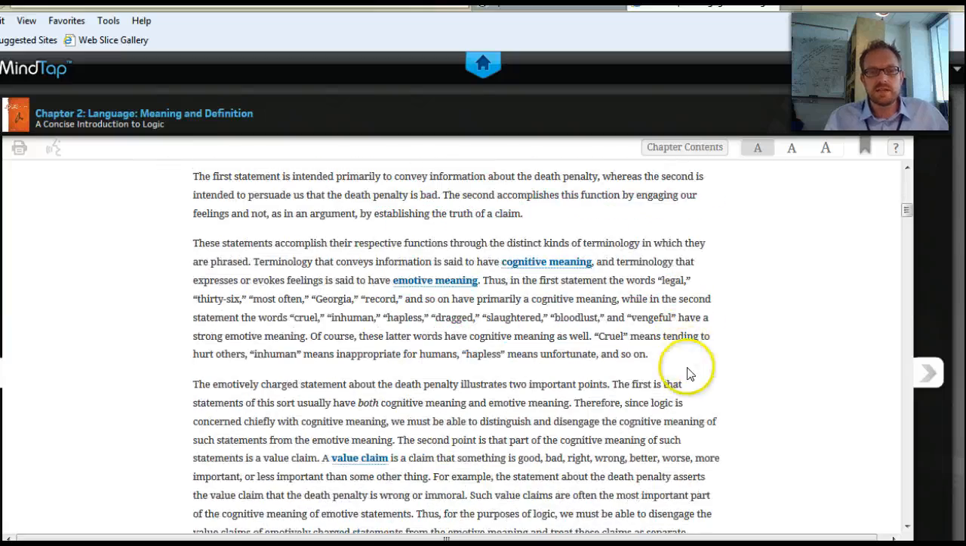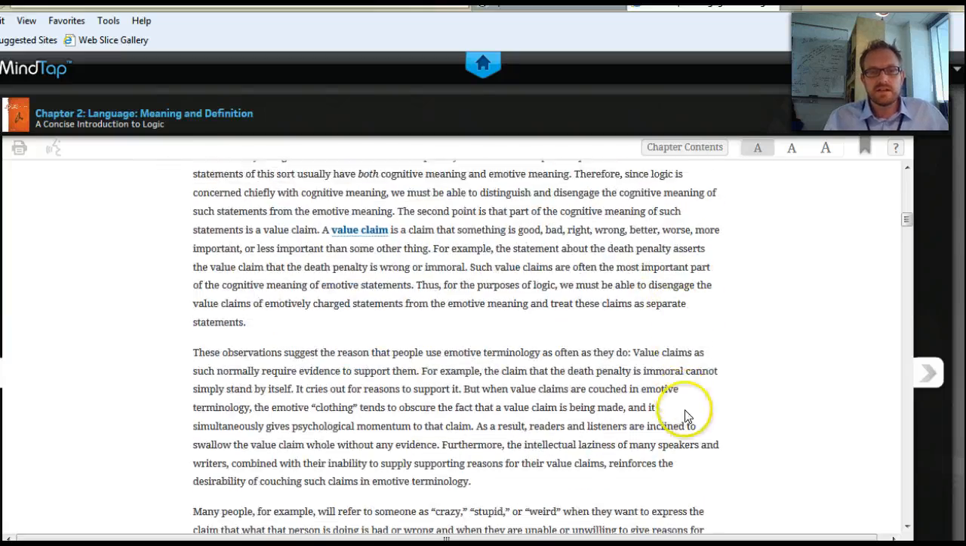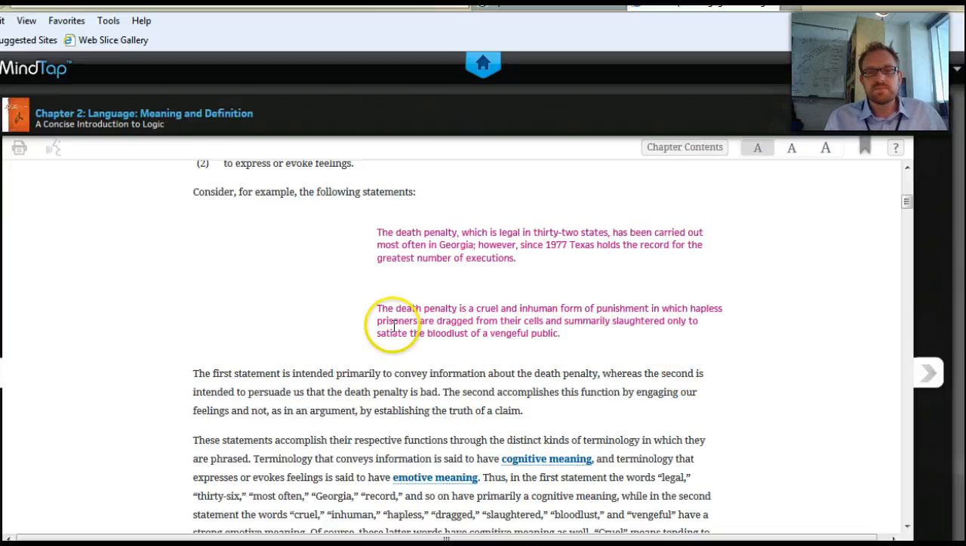Okay, so let's sort of scroll down here to the emotive meaning. Give the example they have here. Let's take the example. Okay, here's an example. The death penalty is a cruel and inhuman form of punishment in which hapless prisoners are dragged from their cells and summarily slaughtered only to satiate the bloodlust of a vengeful public.